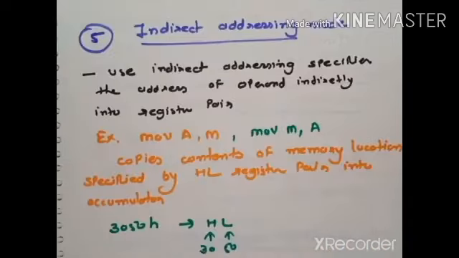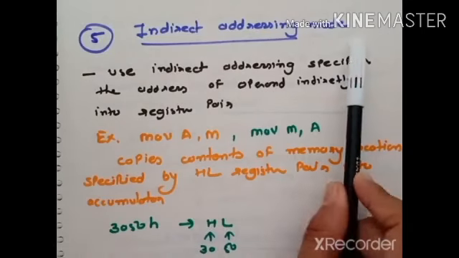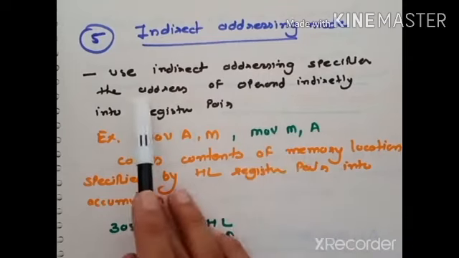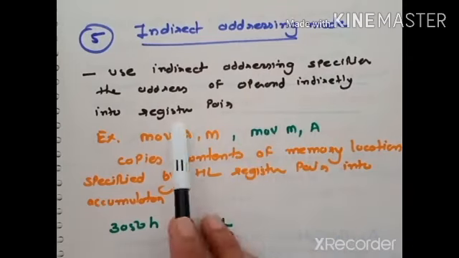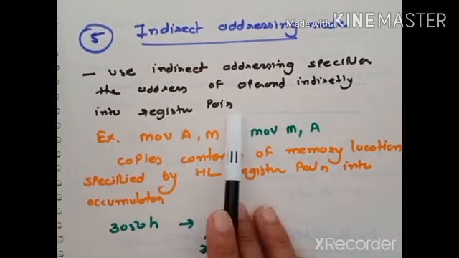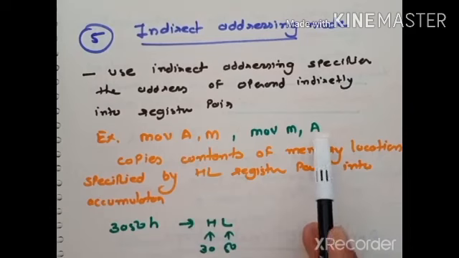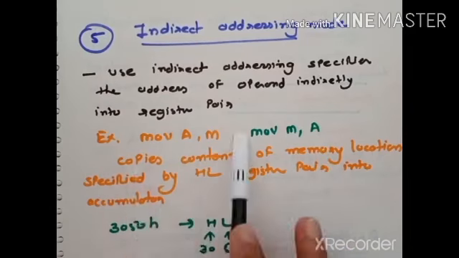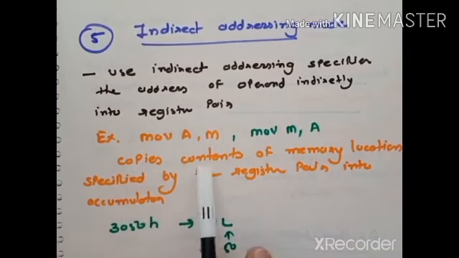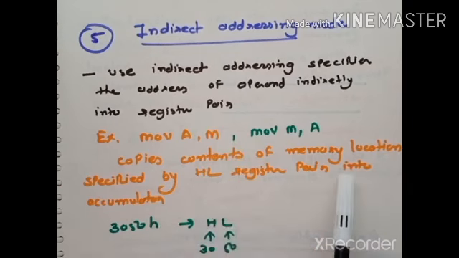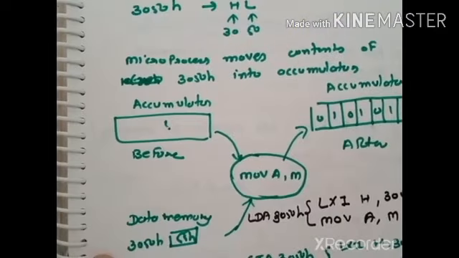Next, indirect addressing mode. In this, indirect addressing specifies the address of the operand indirectly through a register. Examples of this instruction are MOV A, M or MOV M, A. MOV A, M copies the content of the memory location specified by the HL register pair into the accumulator. Now the explanation of this instruction.